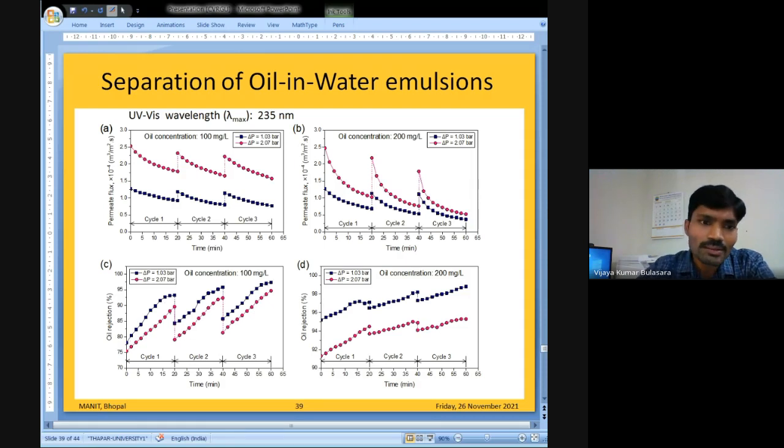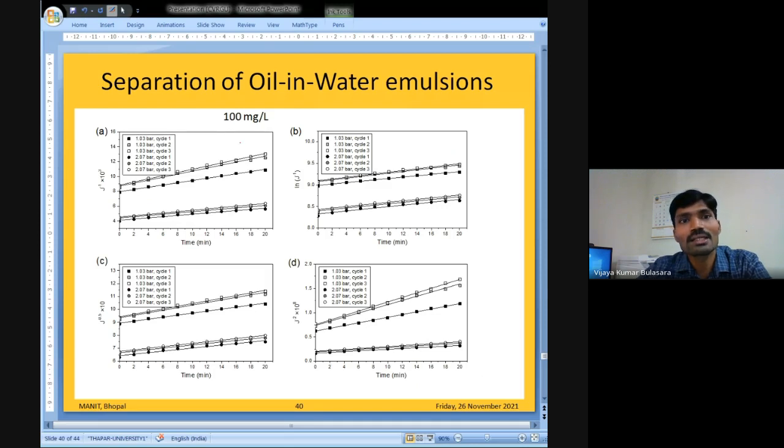So why is rejection less for high pressure? As we discussed in the previous case, the same applies here. The droplets are not solid particles, they are fluid droplets, so they can deform, and even pass through small pores. When we apply high pressure, the shape deforms and it can pass through the smaller pores. Therefore, in this particular case of oil water emulsions, high pressure is giving low rejection.